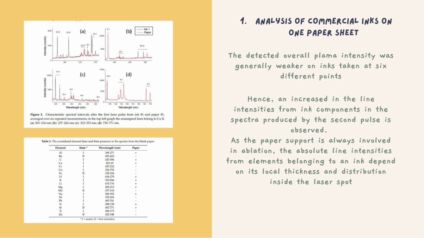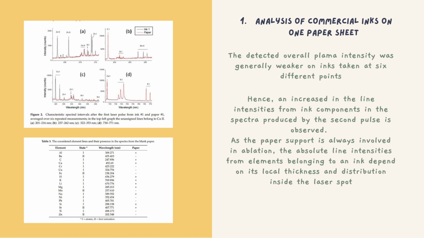As the paper support is always involved in ablation, the absolute line intensities from elements belonging to an ink depend on its local thickness and distribution inside the laser spot. Hence, to reduce the signal fluctuation from one point to another for one ink and to compare different inks, signal normalization is applied on carbon because carbon presents in both paper and inks.